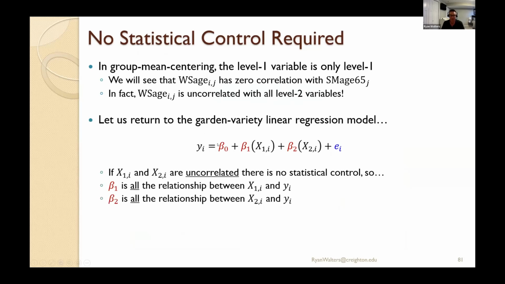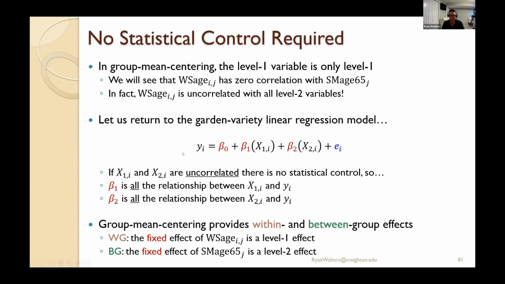So if we return to our garden variety linear regression model, we again have our X1 and X2 predictors. If they're uncorrelated, you don't have to use adjusted or controlling for terminology. Beta 1 represents all of the relationship between the predictor X1 and the outcome. Beta 2 represents all of the relationship between X2 and the outcome, okay?